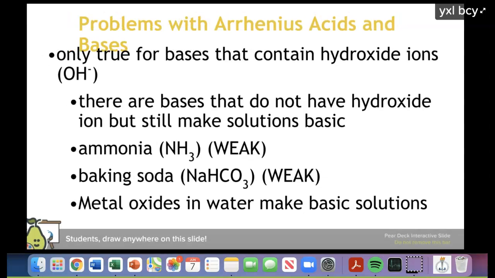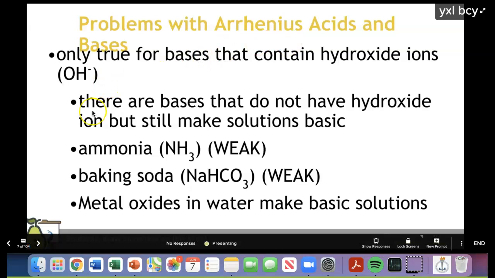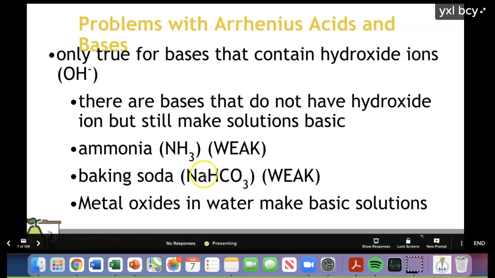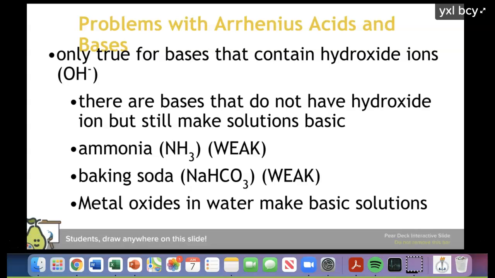So again, the problem with the Arrhenius acid-base definition is that a base only works if you have hydroxide ions in it. And look, I gave you 2 examples. Baking soda is also basic. Its name is sodium bicarbonate. It's a weak base, but it doesn't have OH in it, yet it's a base. So this Arrhenius definition works for a lot of things, but it doesn't work for everything. Okay, its definition doesn't cover all acids and bases.